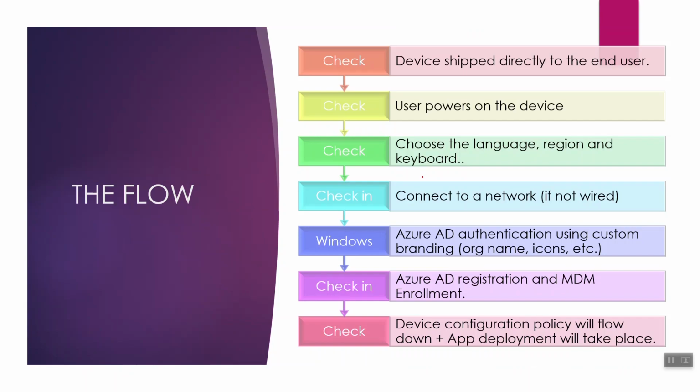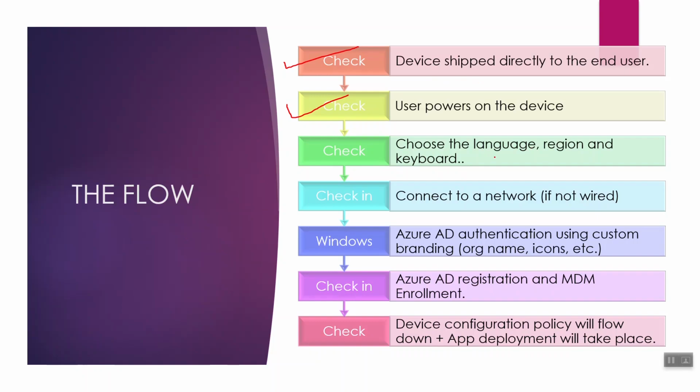Okay, so now let's take a look over the flow, exactly what happens step by step. The device is shipped directly to the user. No IT intervention. The end user is going to power on the device. Once he powers on the device, there are some things which he has to mandatorily select, which we cannot customize.